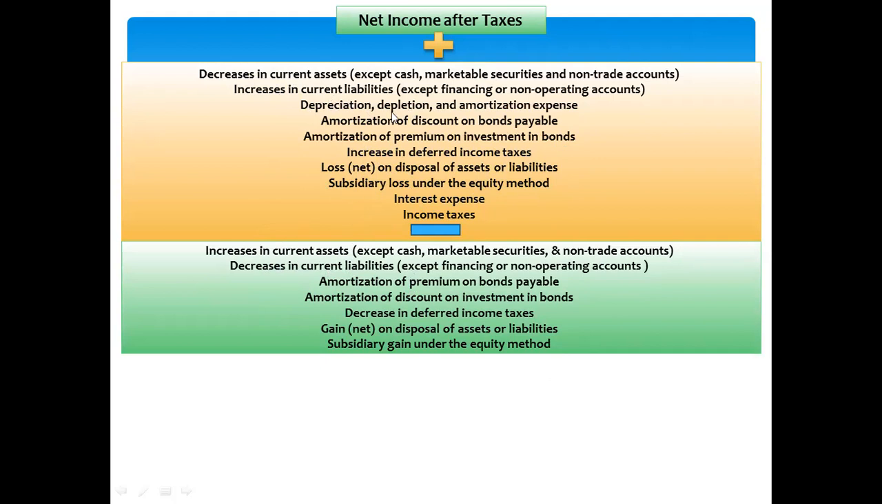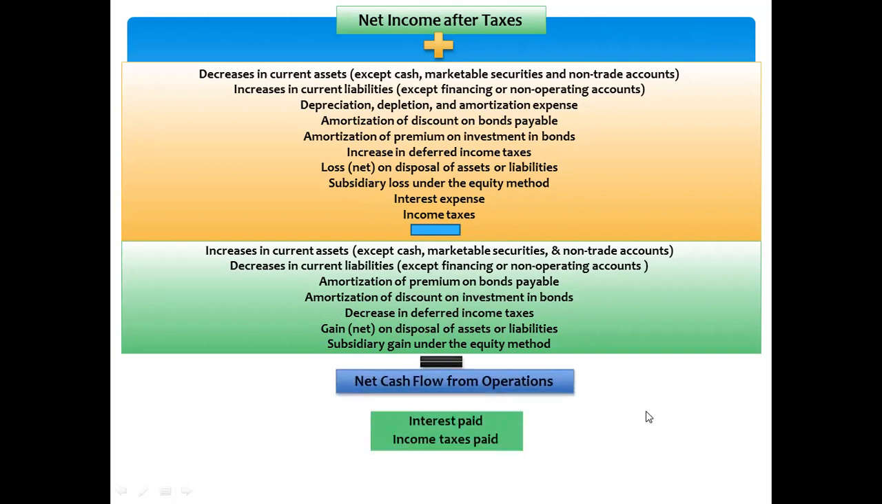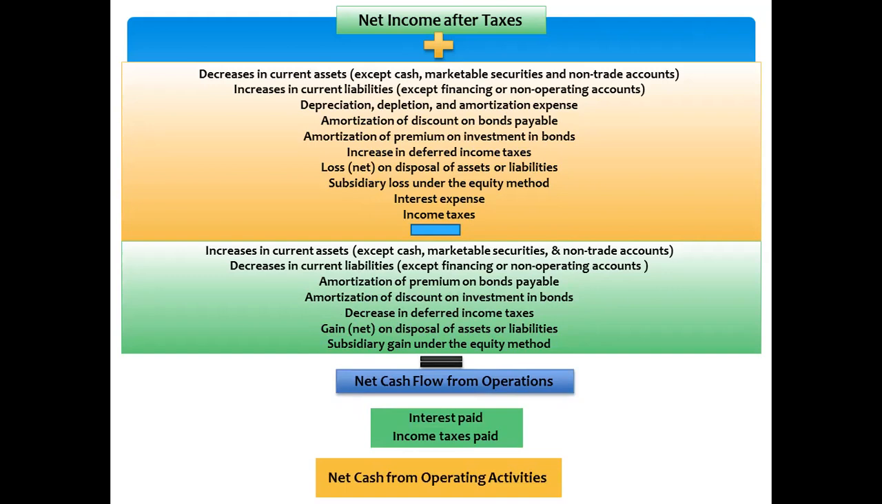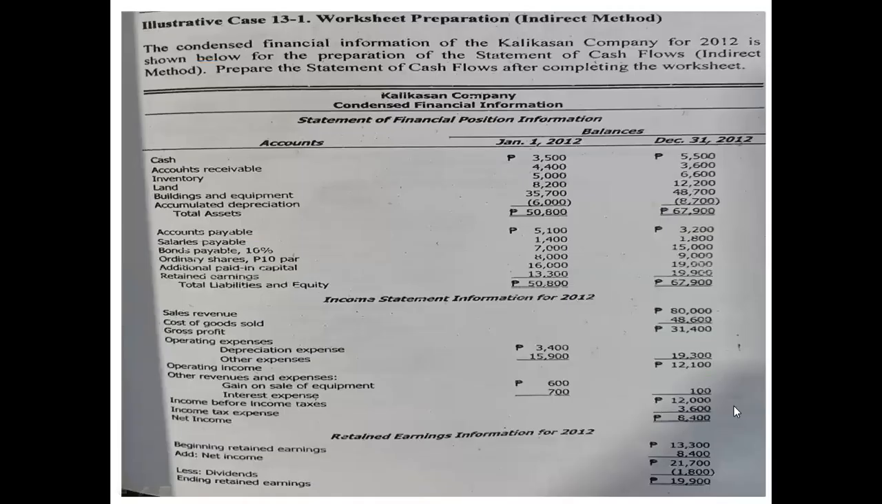So depreciation, depletion here, amortization of premium on bonds, amortization of discount on investment in bonds, decrease in deferred income taxes, the net gain on disposal of assets or liabilities, and subsidiary gain under the equity method. And then that's equal to net cash flow from operations. Interest paid and income taxes paid, and net cash from operating activities.